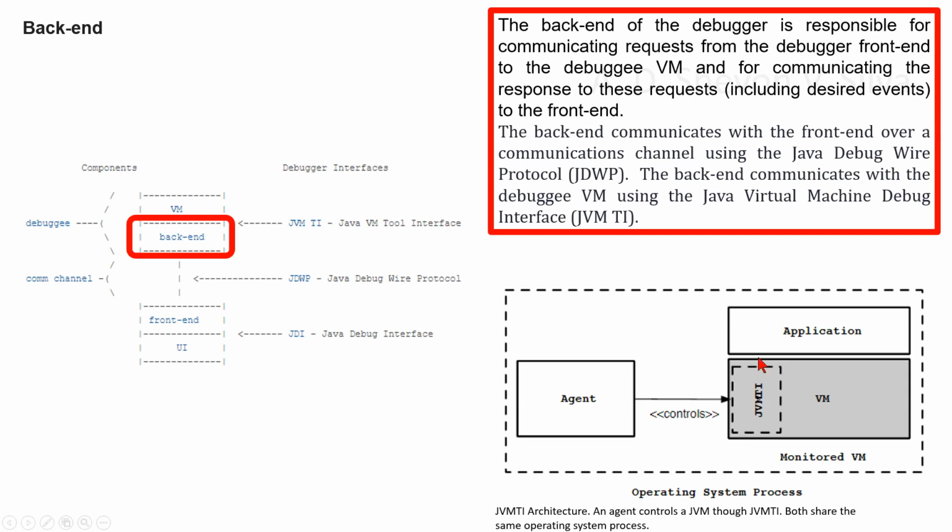Here you can see a JVM TI architecture. An agent controls a JVM through JVM TI. Both share the same operating system process.